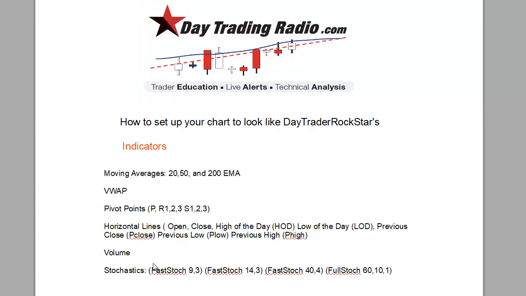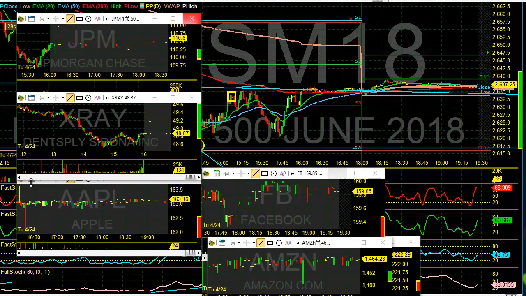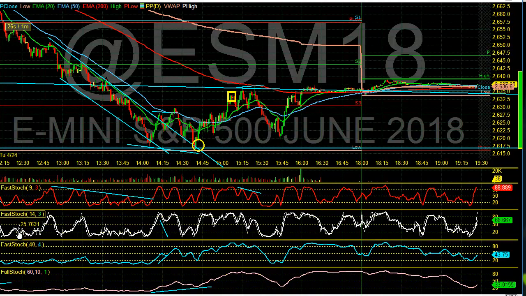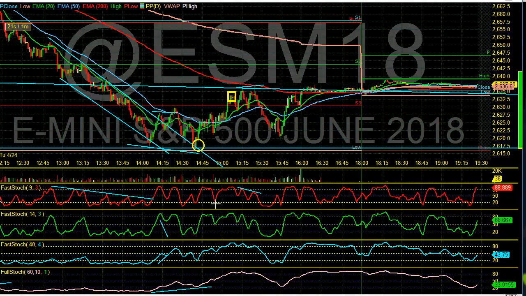It's right in there. And then we have the stochastics. This is the bread and butter. This is the money maker. I have the fast stochastics, the 9.3 and the 14.3, and I jump back and forth. What I've done is adapted both of them. When I look for a divergence, I want to see a divergence that qualifies on both the 9.3 and the 14.3. Lots of times we'll get a divergence.